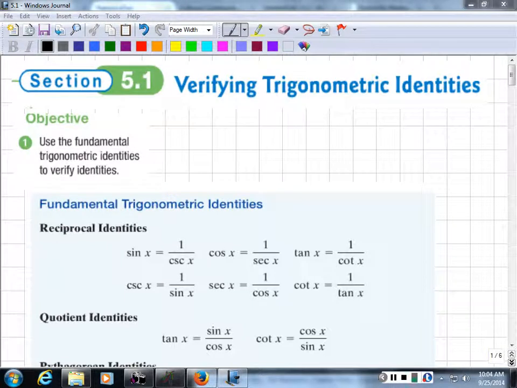How many of you guys like doing jigsaw puzzles? Wow. A couple of you.